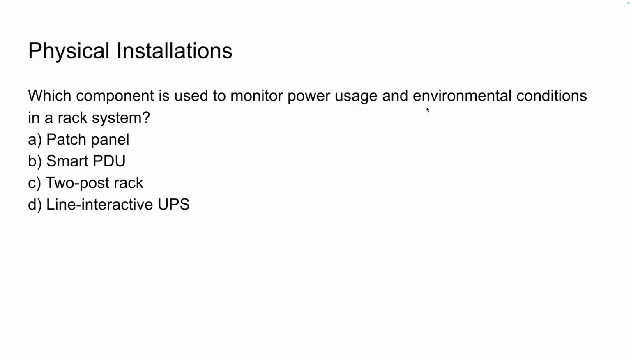So power usage and environmental conditions, and it's a monitor. So it could be a smart PDU, which is the power distribution unit. Patch panel, it doesn't really do that. 2-post rack has nothing to do with it. Line interactive uninterruptible power system is more like a redundant power system. So the only thing I can think of would be the smart PDU.